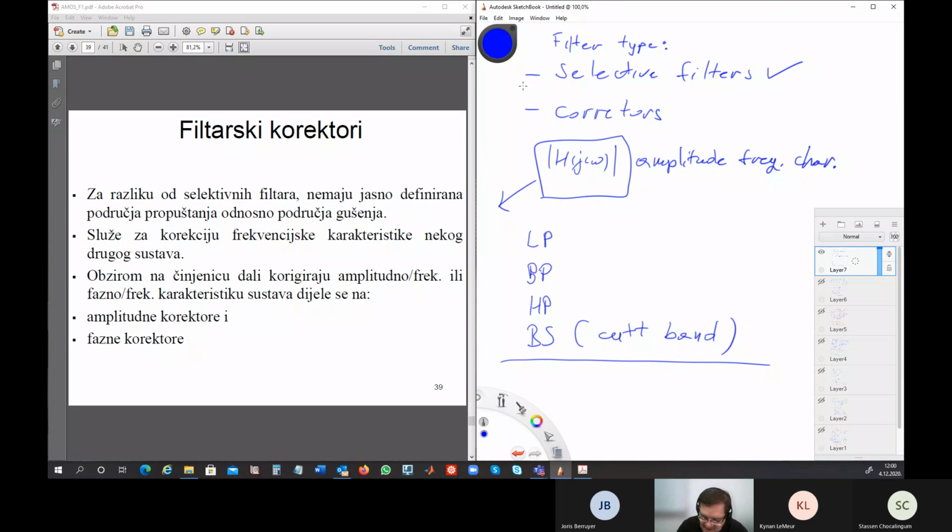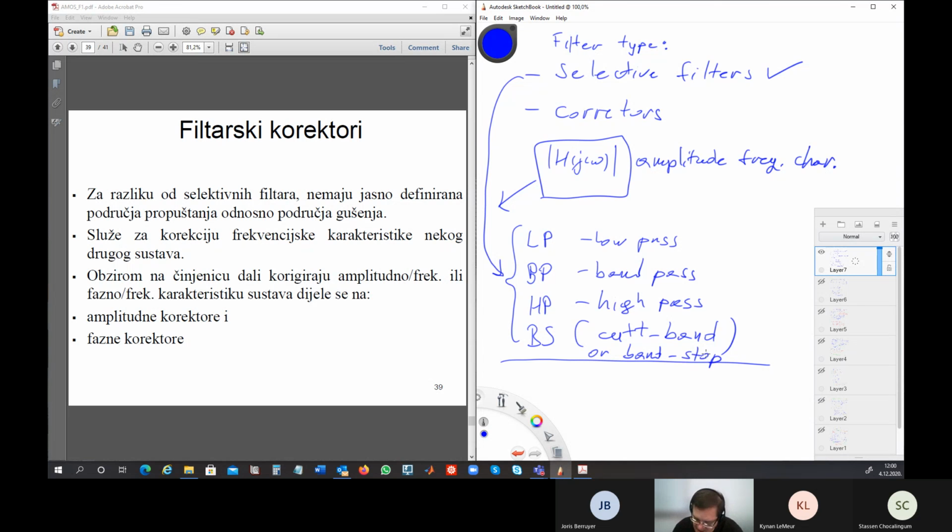So here are selective filters. So low pass, band pass, high pass, and cut band or band stop. So it doesn't matter. Okay.